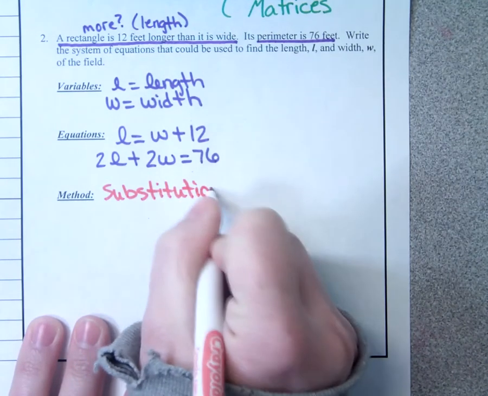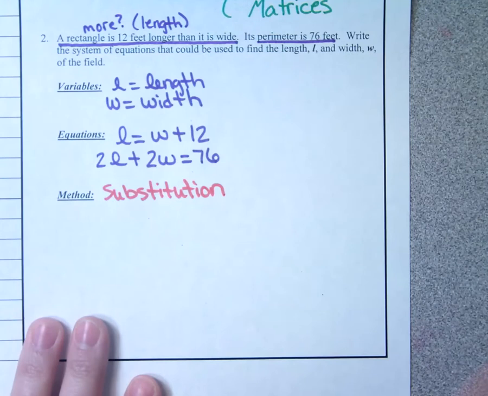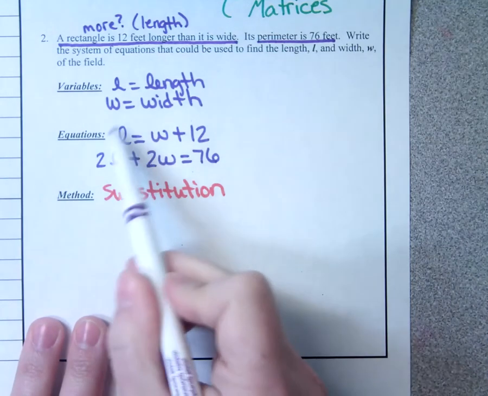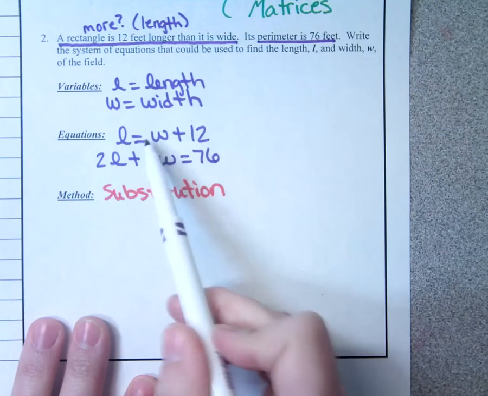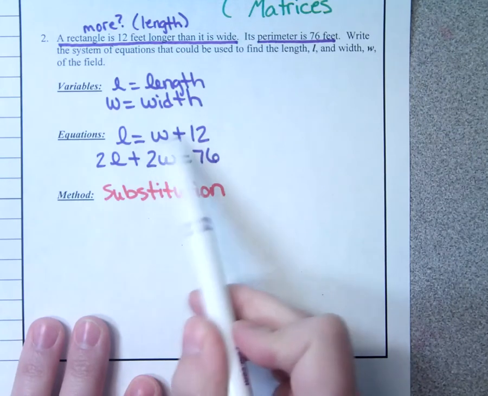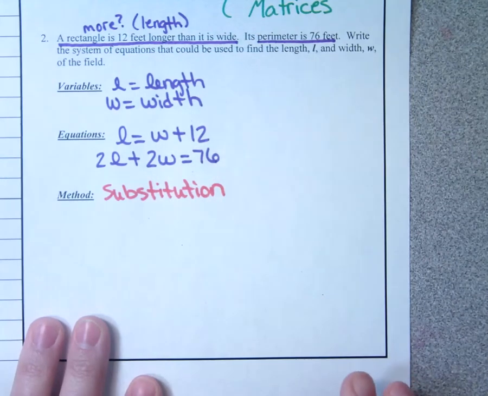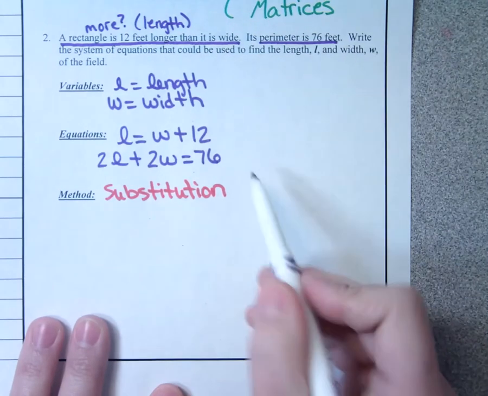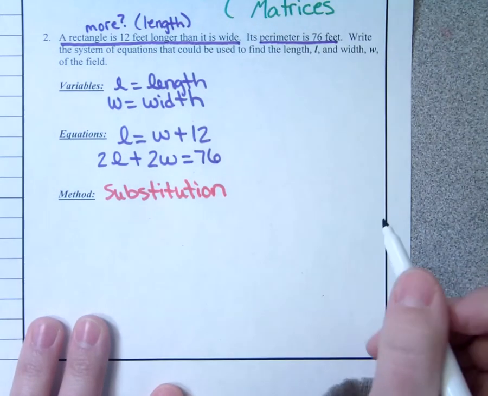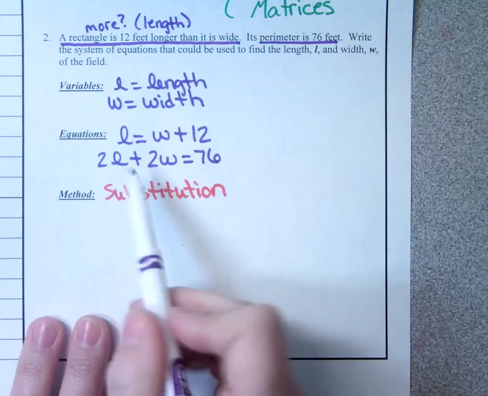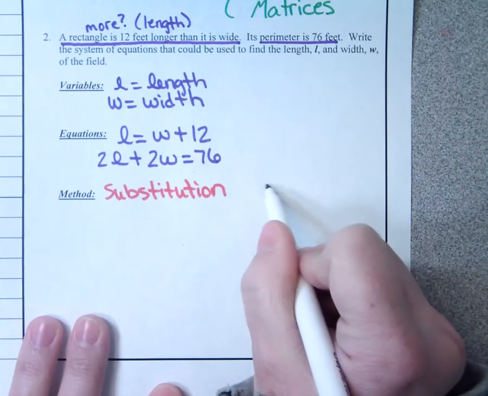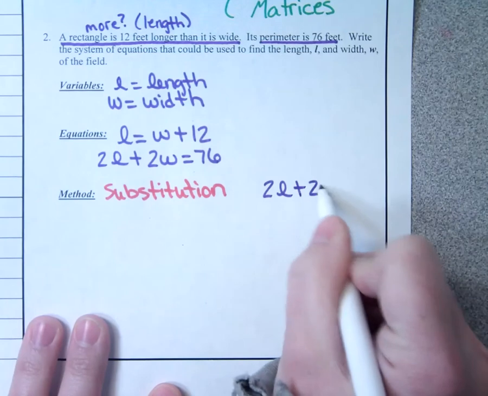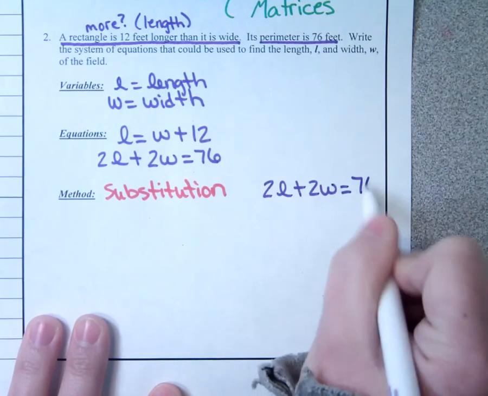Bread meat bread. And that's because I have an isolated variable. I have an L already by itself, and then I could take this W plus 12 and plug it into that L right there in the bread meat bread process. However, if I were to do this by matrices, I would want the L and the W both on the left-hand side, like it is in the second equation. So the second equation is good, just the way it is when you're using matrices.